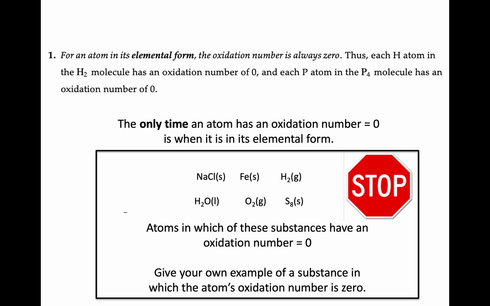So consider these various substances. Atoms in which of these substances have an oxidation number of 0? And also, give your own example of a substance in which the atom's oxidation number is 0. Pause the video, give that a try.